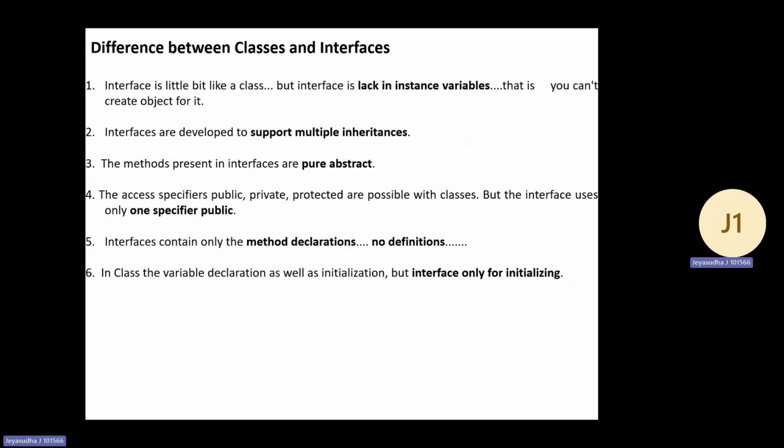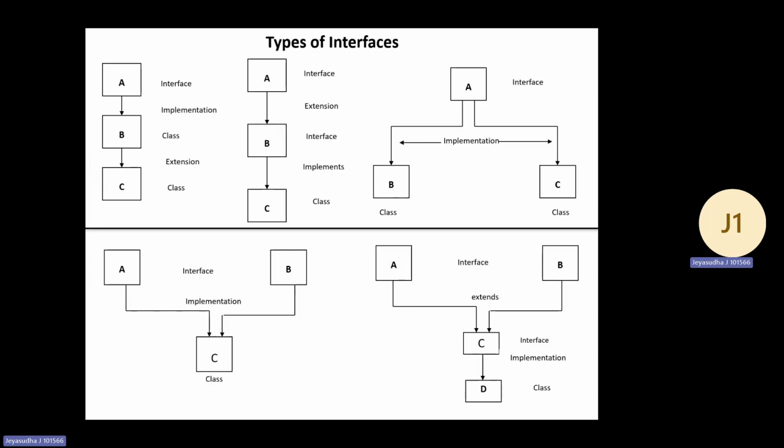What is the difference between classes and interfaces? Interfaces are specifically created for multiple inheritance. With classes, you can have all types of inheritance. Interfaces can also have all types of inheritance, but multiple inheritance is an add-on. But in classes, we cannot have multiple inheritance. So these are some of the types that you can see for an interface. Below you can see multiple inheritance, and above you can see multi-level inheritance.